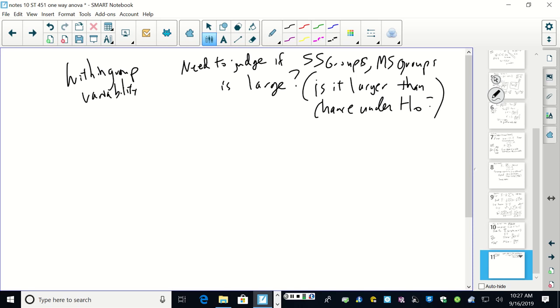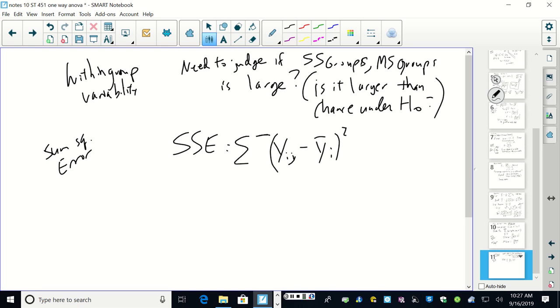And so sum of squares error: we're going to take each yij and subtract its average for its group, square those, and add them up. So i is going to go from 1 up to I, and j is going to go from 1 to n sub i. And that's a letter J there.